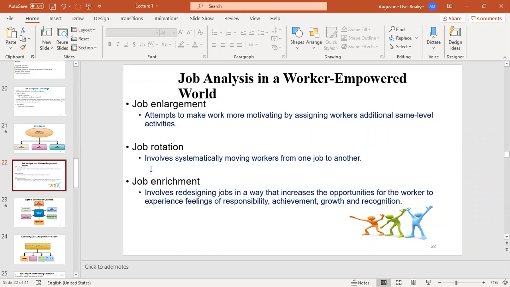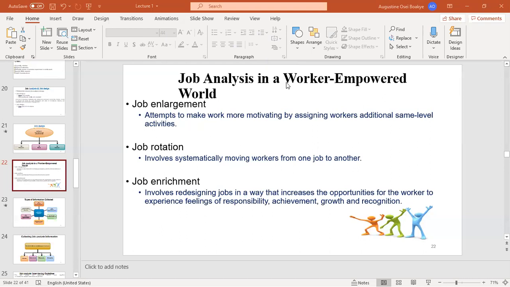Is that explanation clear? Hello, is the explanation of job enlargement clear? Sir, please can you go over it? Come again. People have their microphones on.